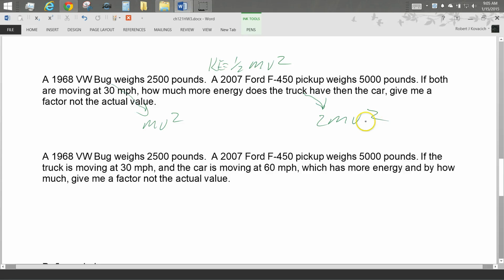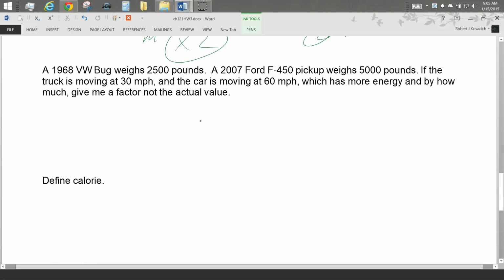But what about those velocities? They're exactly the same value, right? So then I can just get rid of them. So those are gone. Tell me how much more energy the truck has based off of what we've done so far. 2. The only difference between these two equations is this factor of 2. So this truck has twice as much energy as the VW Bug does. You could have thrown all of those numbers into the equation, but you don't need to because I made the numbers nice and easy.